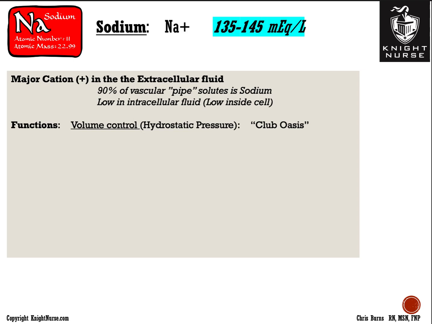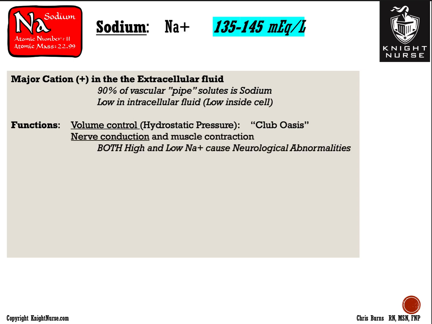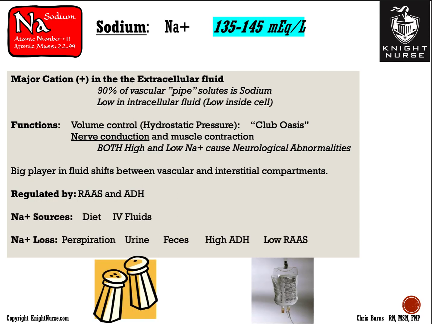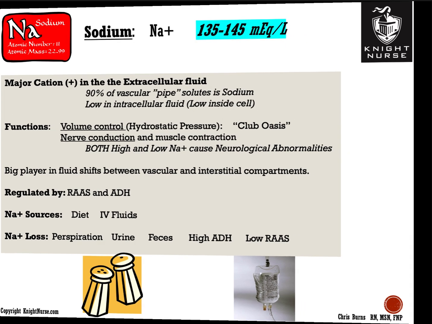Remember, Ladies Night at Club Oasis, we control sodium so that we can control where water is. Sodium helps with nerve conduction and muscle contraction, so with both high and low sodium, you'll see the patient has neurological abnormalities. It's a big player in fluid shifts between the vascular and interstitial compartments. It's regulated by the renin-angiotensin-aldosterone system and antidiuretic hormone, which we talked about in part 1. Sources are diet and IV fluids, and it's lost through perspiration, urine, and feces. Having high ADH dilutes the sodium, and having low renin causes low sodium.